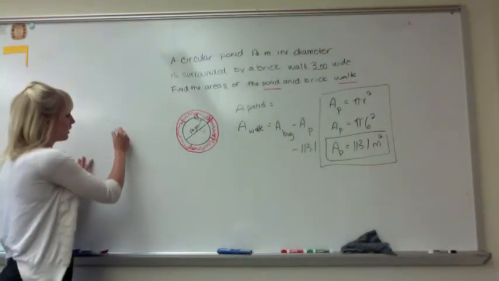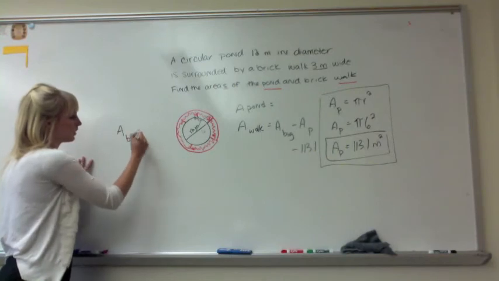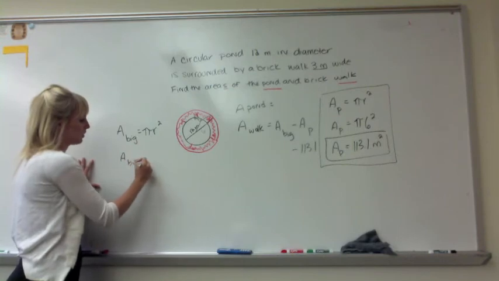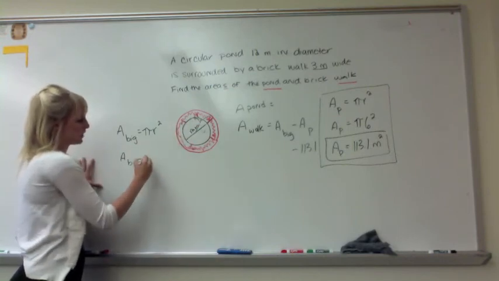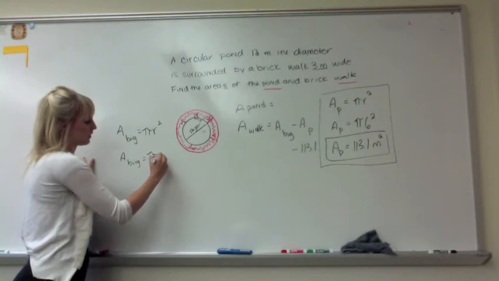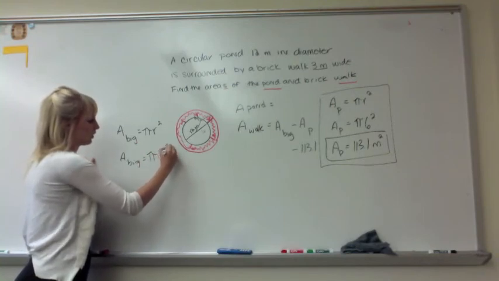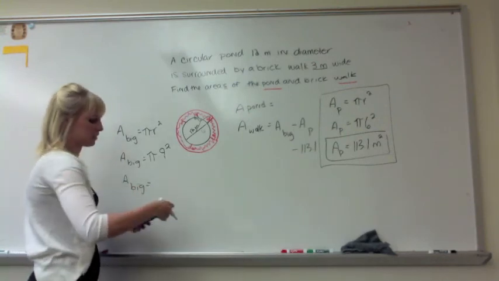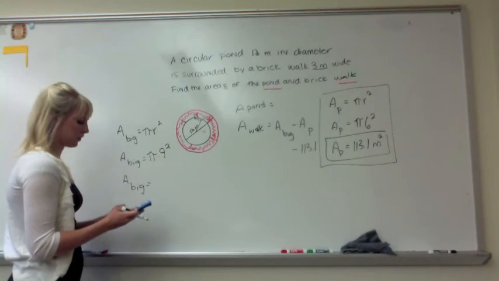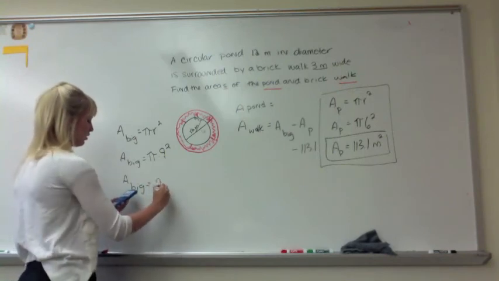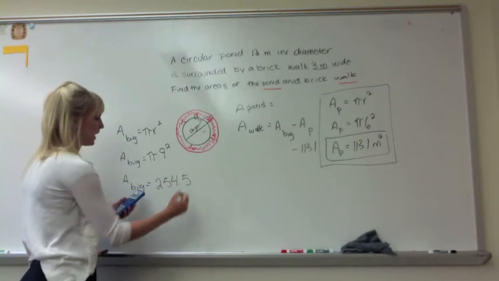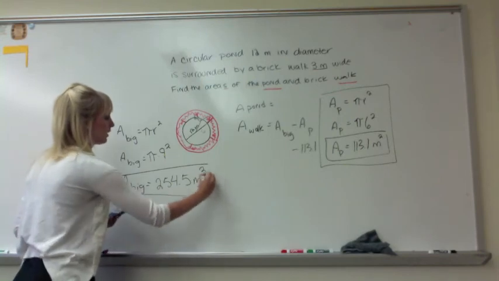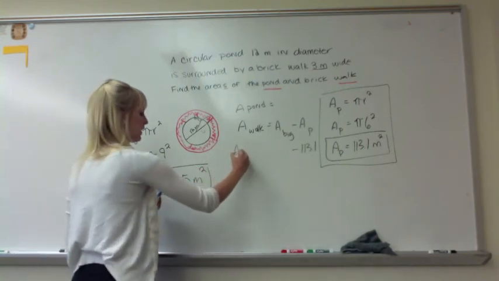So the area of the big circle is equal to pi r squared, but we know that the radius length of the big circle is 9, so that's pi times 9 squared, and in our calculator, we'll multiply pi times 9 squared, and we get 254 5/10 meters squared. Okay, well now I can fill in the area of the big circle in order to find the area of the walk.